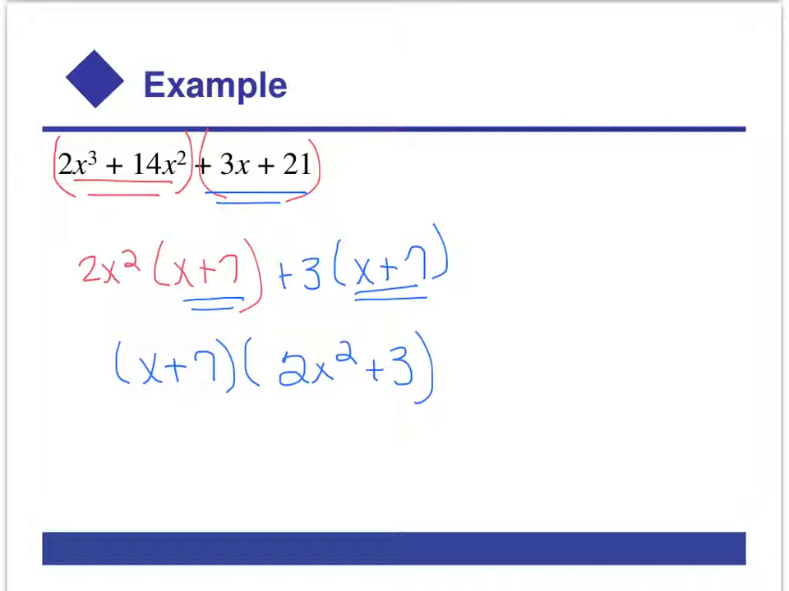Now you should multiply them to check, foil it back, and see if it works. So x plus 7 times 2x squared plus 3 should foil back and give us the polynomial 2x cubed plus 4x squared plus 3x plus 21, and it does.